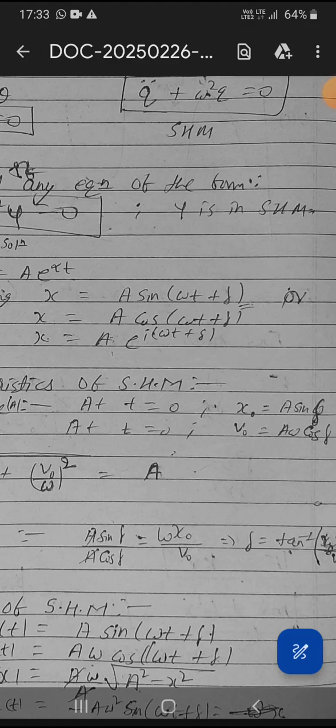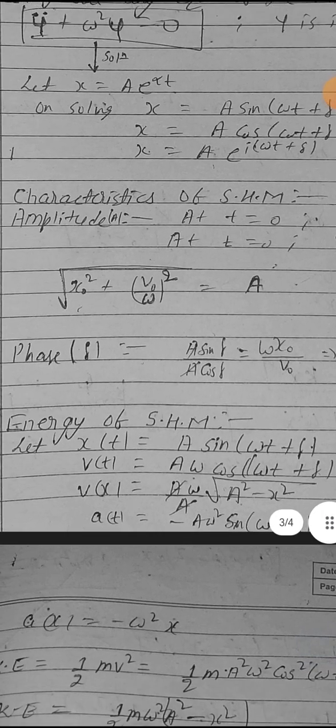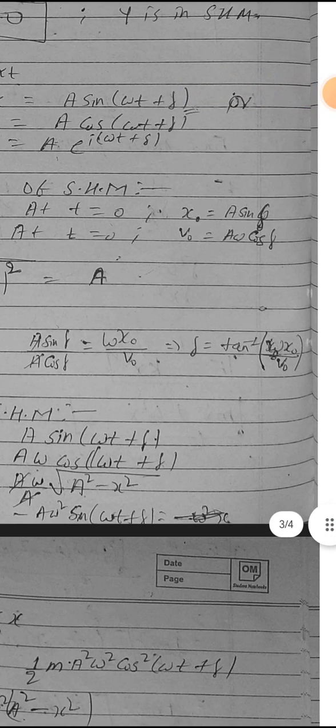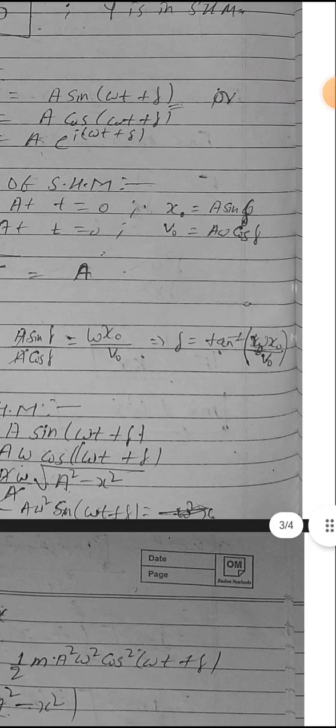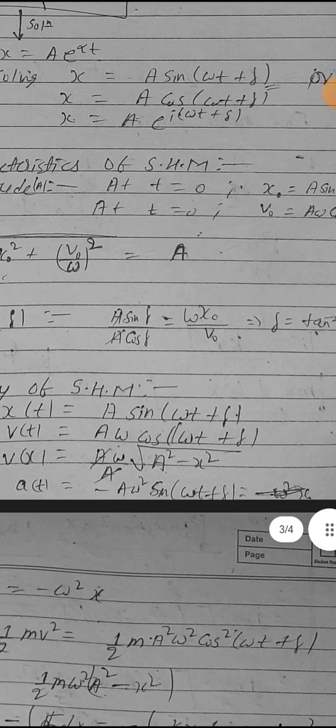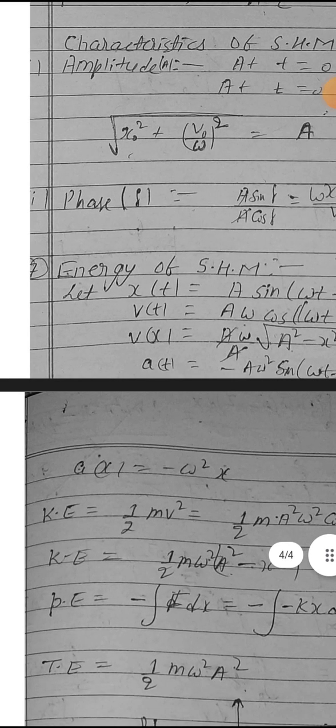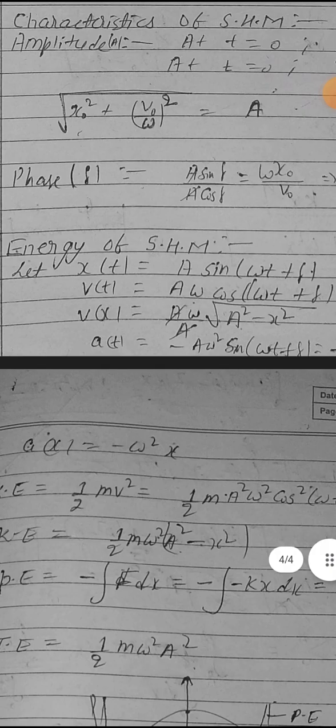we get v naught equal to a omega cos delta. So from that we can find the phase: a sin delta by a cos delta equal to omega x naught by v naught, and from here we get delta equal to tan inverse of omega times x naught upon v naught. So that's the phase. Now next is, what about the energy of SHM?